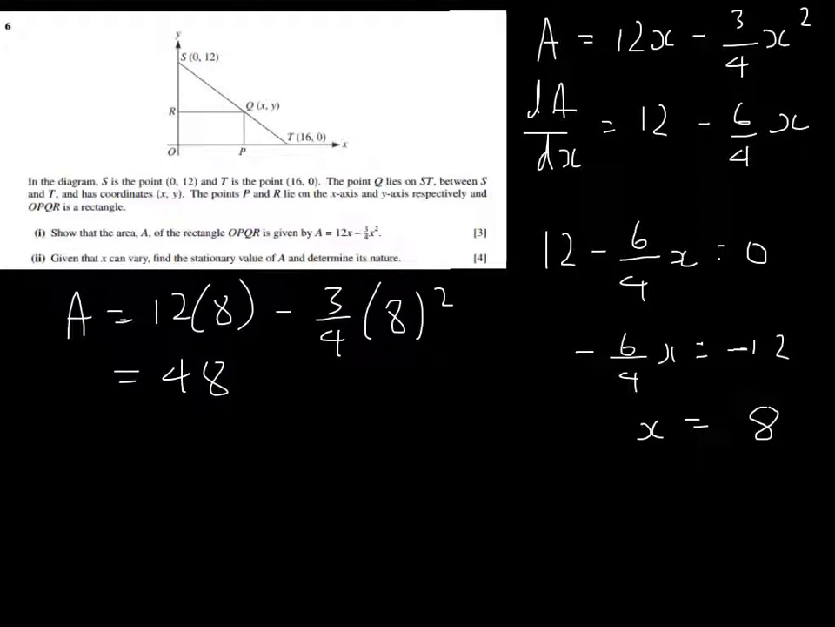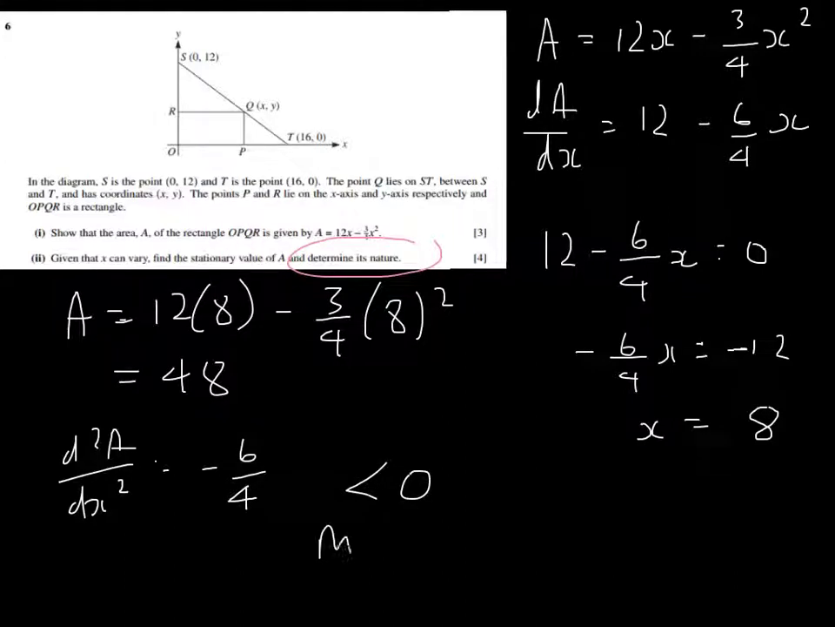But we have to remember to do the last thing, which is determine its nature. And to determine the nature of our stationary values, we take the second derivative. So d squared A over dx squared. And when we differentiate that, we get negative 6 quarters. That's less than 0. That means that it's a maximum point.